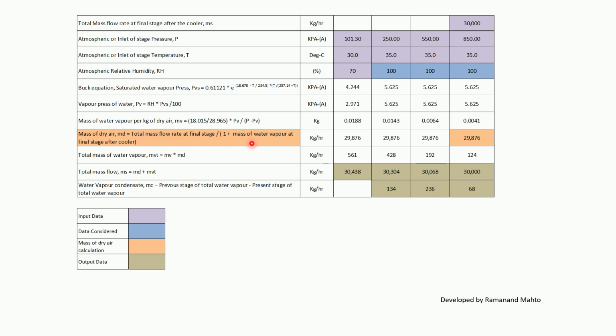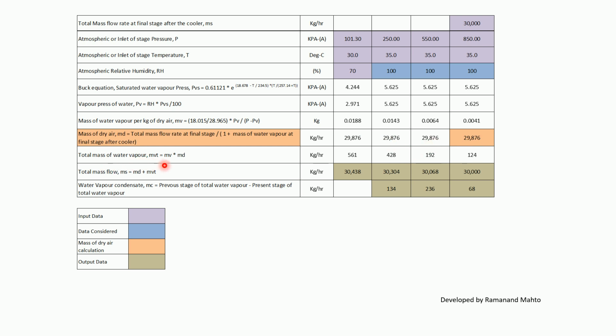Mass of dry air MD is total mass flow rate at final stage upon 1 plus mass of water vapor at final stage after the cooler. So this equation is used here. You have to divide 30,000 upon 1.0041. You will get 29,876. As I said, this is dry air, so this dry air will remain the same for all stages. So the same data has been entered here.